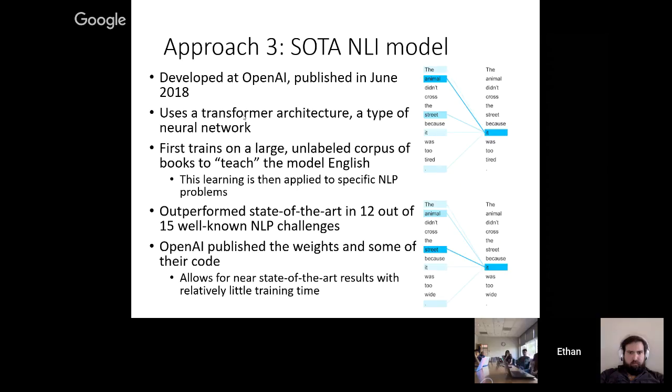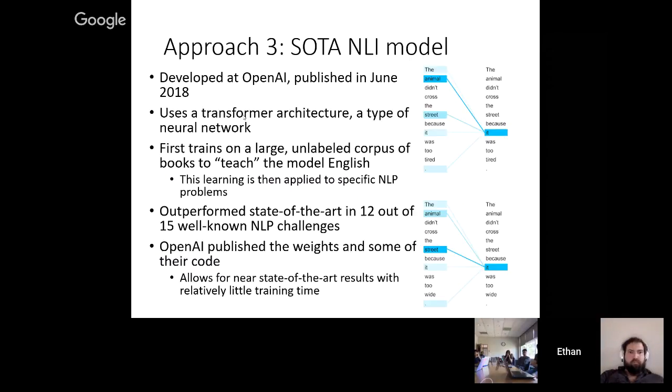So our final and best approach: during the summer, an organization called OpenAI published a paper in which they beat the state of the art. They have a new best score on 12 out of 15 well-known NLP challenges, including multi-NLI, which is the one we care about. And luckily, they published their weights and some of their code, which meant that we could recreate their results, or nearly recreate them, without having to spend as much time training and developing the model, which is amazing.